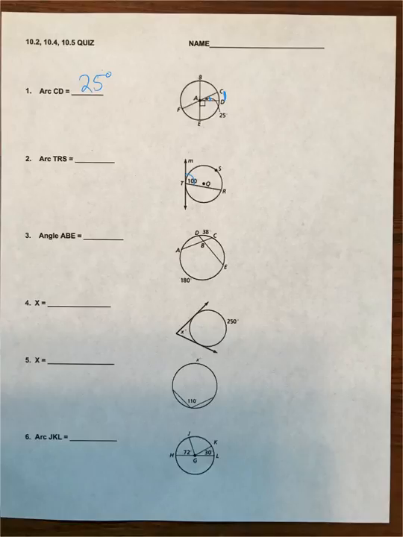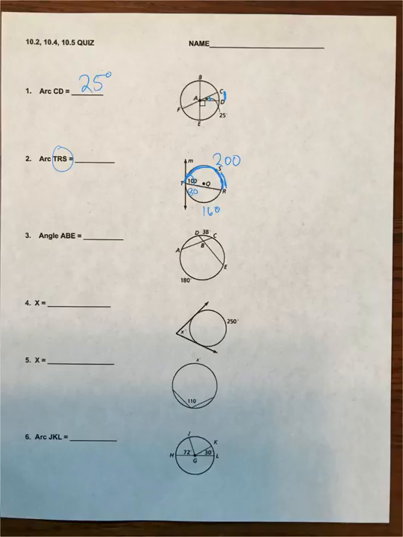This angle, the vertex is on the circle. So this 100 degrees means that the arc TSR is 200 degrees. Okay, except it's not asking for TSR, it's asking for TRS. If that's 100 degrees, then this side of the angle is 80. It makes a straight line, and that means the arc is 160.